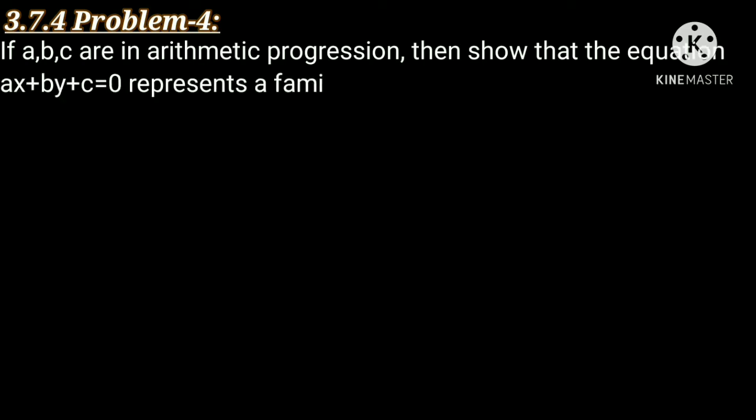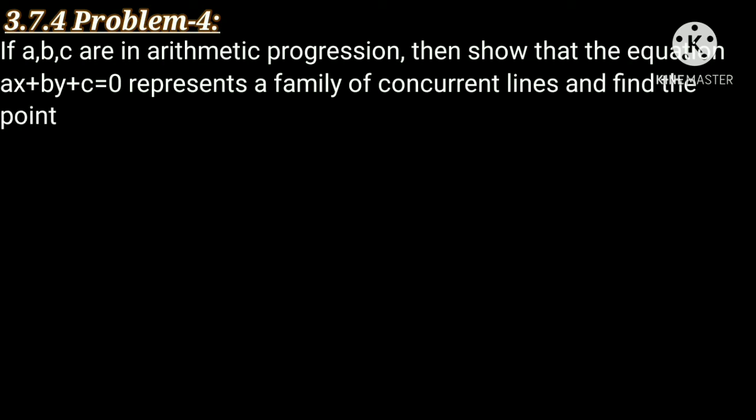3.7.4 solved problems. In that, problem number 4. If a, b, c are in arithmetic progression, then show that the equation ax + by + c equal to 0 represents a family of concurrent lines, and find the point of concurrency. This is our given problem.